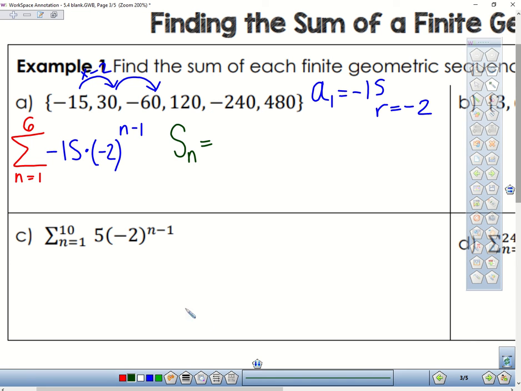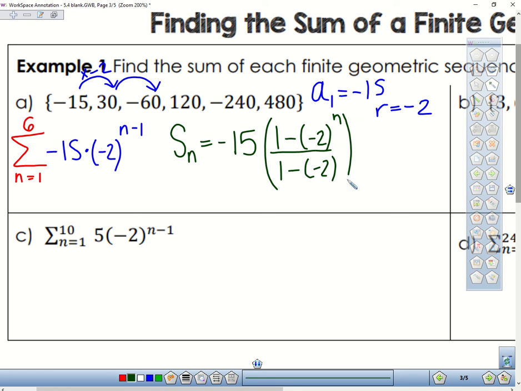Okay, Sn. So Sn is calculated by taking the first term. This is just right from your notes, right above it. The formula I'm using is the one right above this part. So your first term times 1 minus the common ratio to the power of n over 1 minus the common ratio. So that's the general formula for the sum.